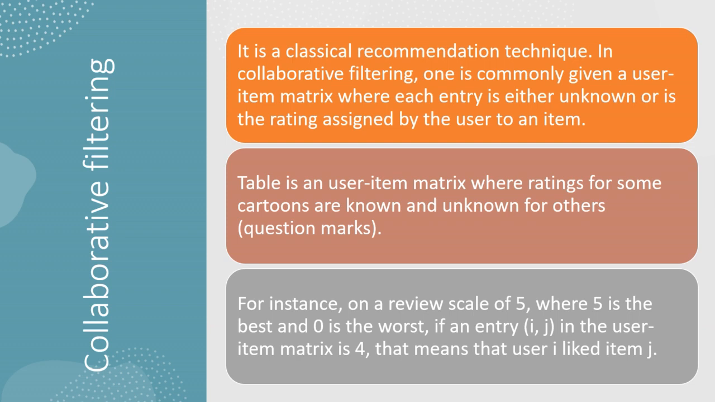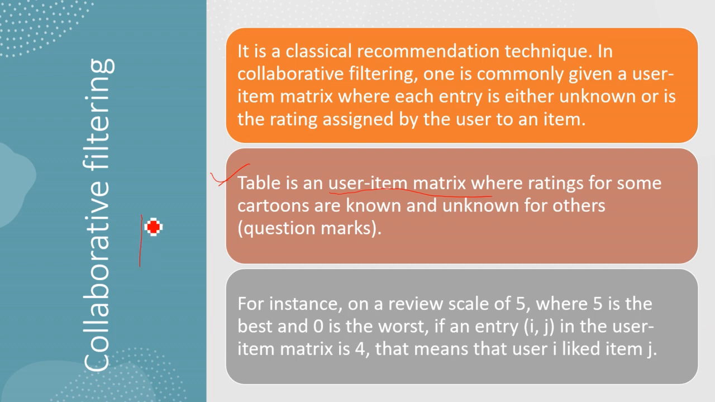In this, one is commonly given a user item matrix where each entry is either unknown or the rating is assigned by the user to an item. So the user has given a rating for that particular item. So either it is unknown or it is assigned by the user. So there can be a table which has all the user item metrics where the ratings of some cartoons are known and unknown. So we may have question marks.